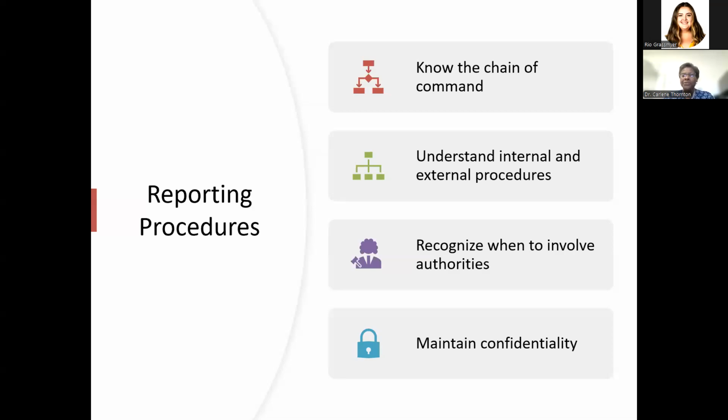Know the proper procedures and know who to go to. And again, if you go verbally, follow up with the email. This is what was said. This is what was discussed, because you have to protect yourself.